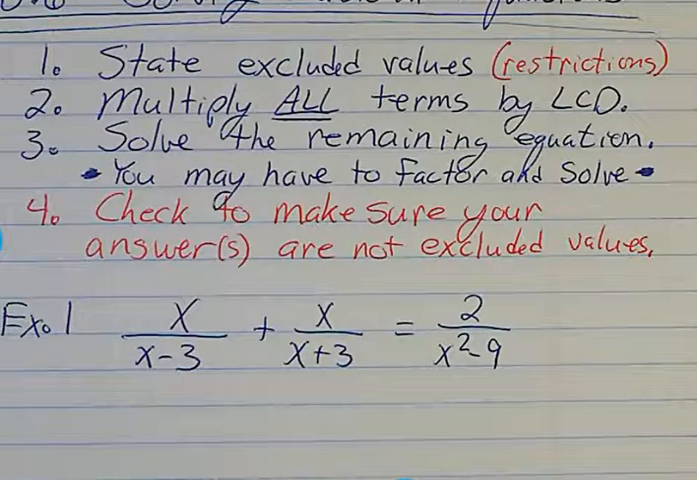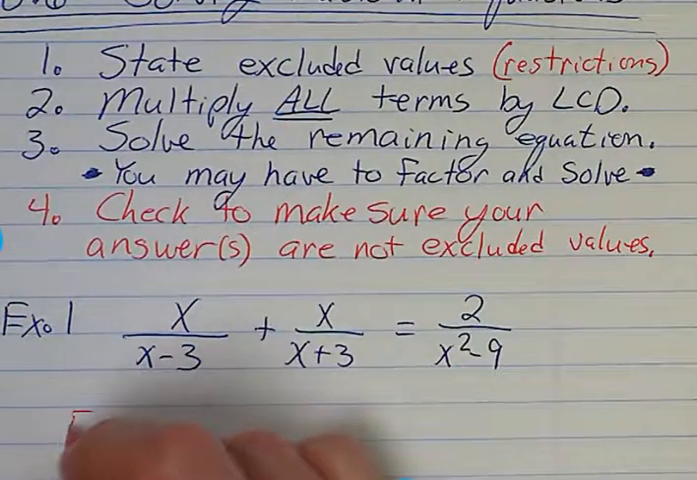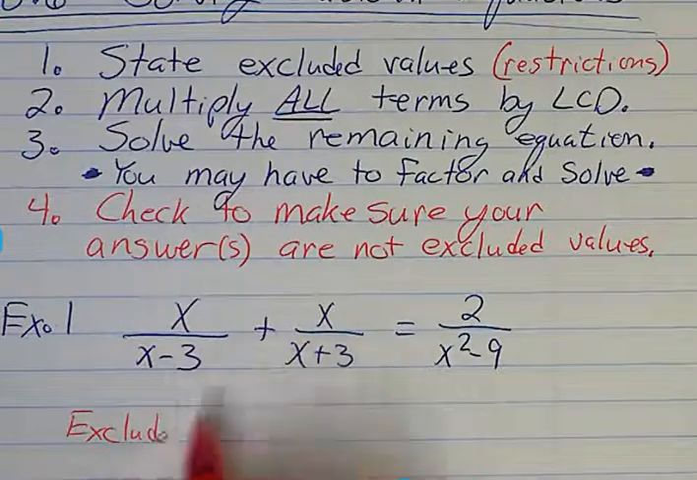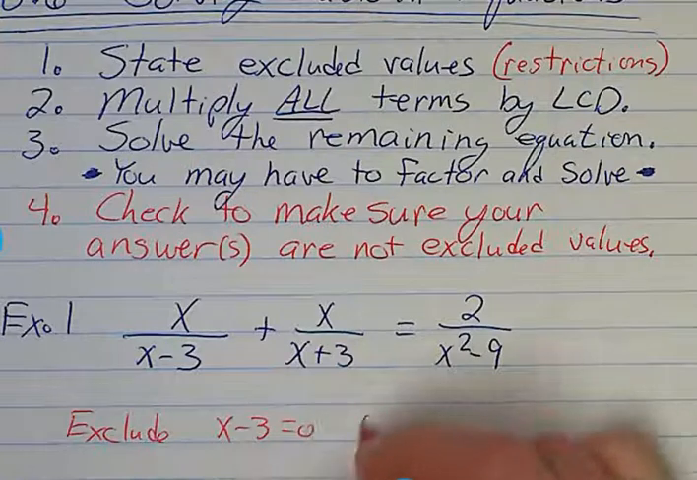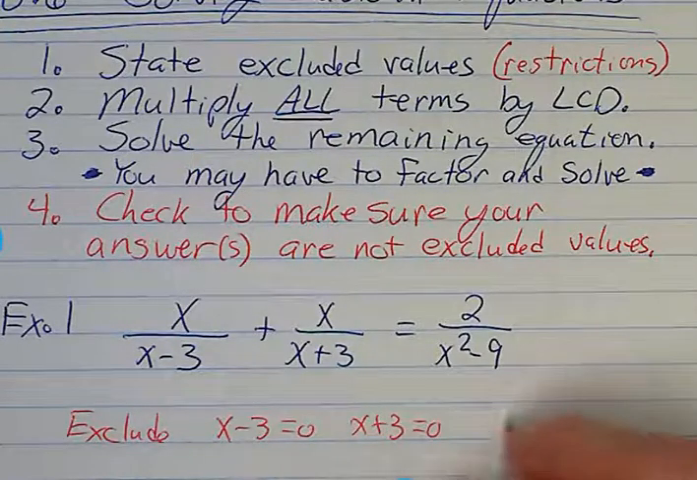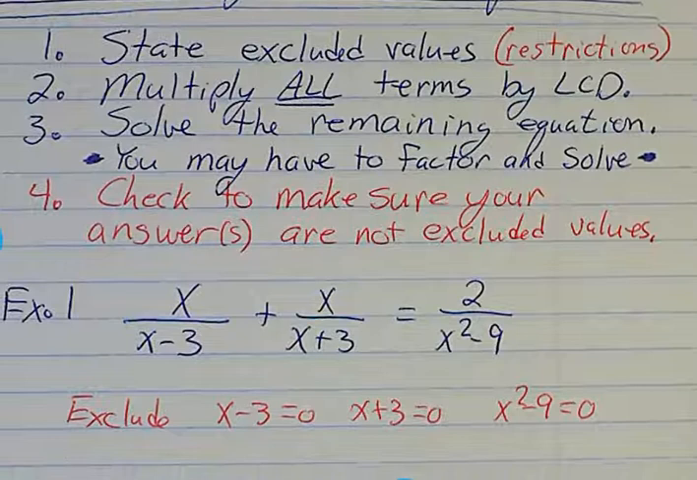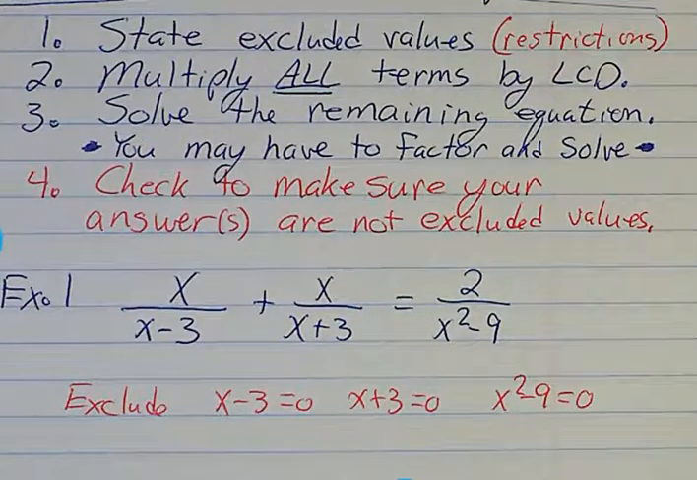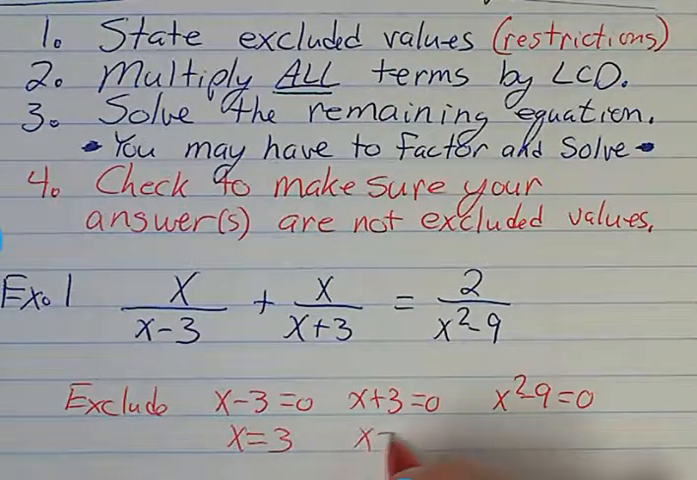Okay, so all the band people and all the other people that weren't here Monday, here's how we're going to do restrictions. For the restrictions, or the excluded values, you've got to take every single denominator that's here and set each of those equal to 0. And whatever you get for those answers when you set those pieces equal to 0, that's going to be your excluded values. Now, some of the problems with it, like this one, this is going to be easy because you're going to add 3 over here. So you're going to exclude x equals 3. This one you would subtract 3 from both sides, so that would be x equals negative 3.